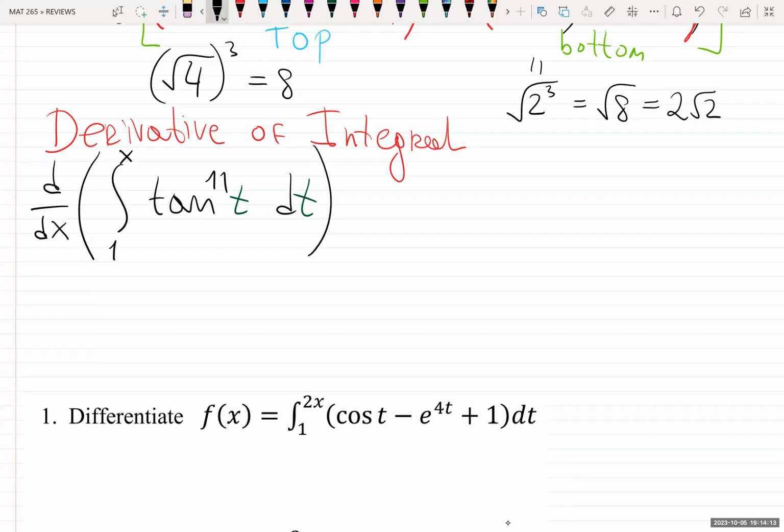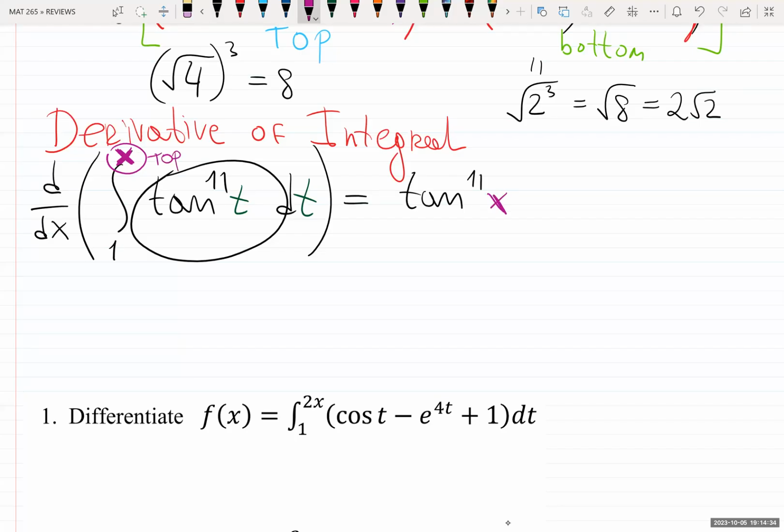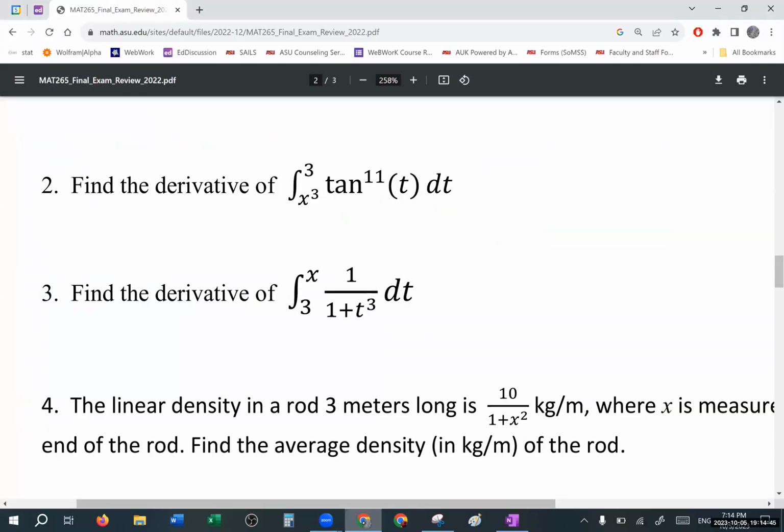So you integrated something and now you're differentiating. That means the answer will be this stuff inside because you just undid the process. Now, be careful. Whatever this thing is standing over here at the top, it's important it's at the top, it must be at the top. That's what's going to go inside. And that's it. That's the answer for this example. That's the simplest example.